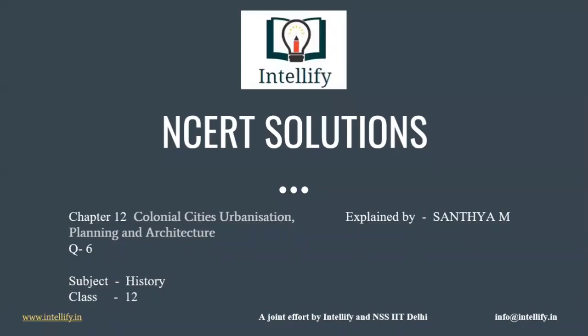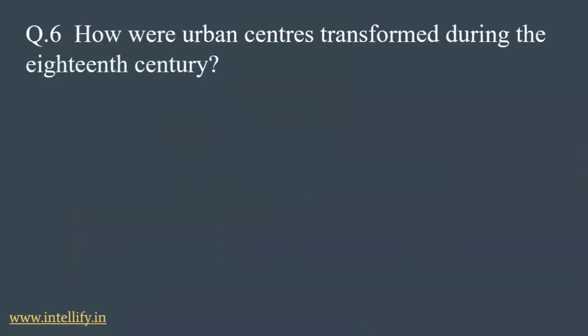So now we will see NCERT Solutions Chapter 12, Colonial Cities, Urbanization, Planning and Architecture, question number 6, Subject History, Class 12, explained by Sandhya M. The question is, how were urban centers transformed during the 18th century? So they are asking for the transformation of these urban centers in the 18th century.